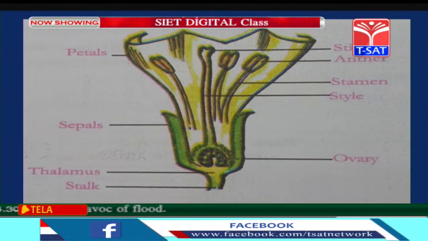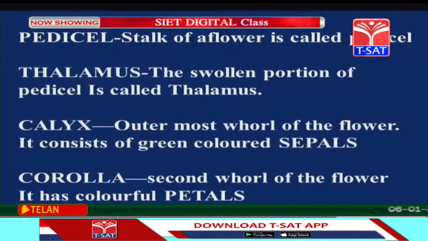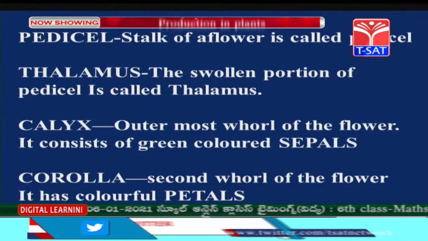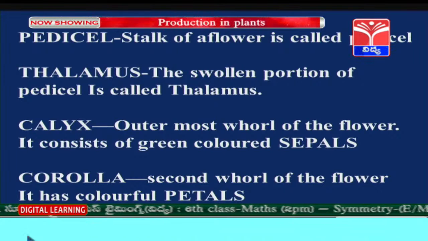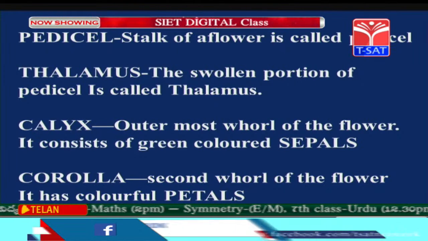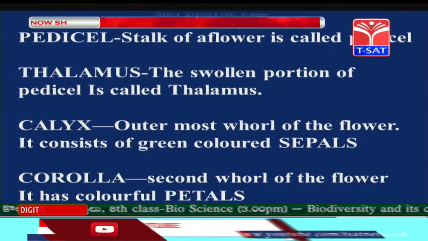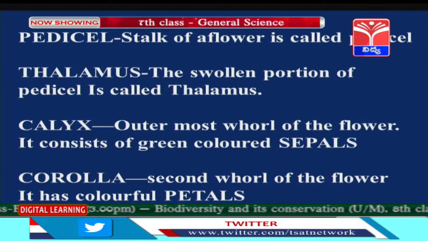Now we will be seeing in detail each and every part. What is its function? How is it present? What are the uses of it? That we will be seeing in detail. So pedicel. Pedicel is nothing but the stalk of a flower. The basal portion of the stalk of a flower is called the pedicel. And above the pedicel, the portion which is swollen is called the thalamus. This thalamus is nothing but the seat of the floral organs. So different floral parts are present over the thalamus.